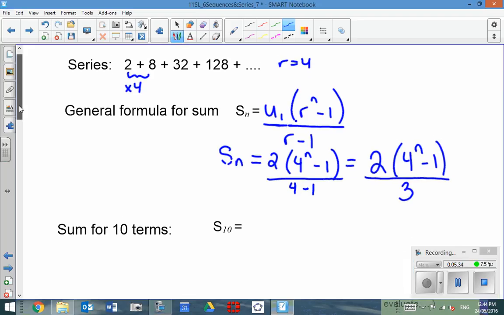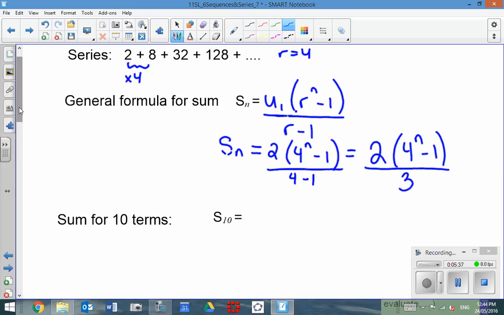So let's go ahead and see what the sum would be for 10 terms. So substituting in n is 10. Remember that small subscript is your n value, how many terms you have. So 2 is my first term, my u sub 1. I have 4 raised to the 10th power minus 1, all divided by 3. And remember, I must simplify my numerator before I divide by 3. Or you can think of it as 2/3 times 4 to the 10th minus 1. But please make sure you're following your order of operations to correctly get to your final answer.